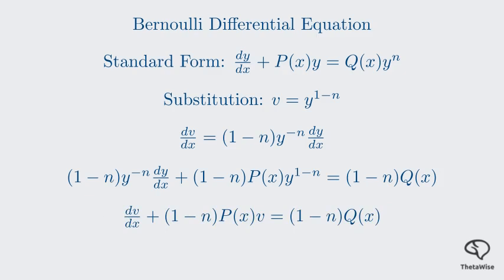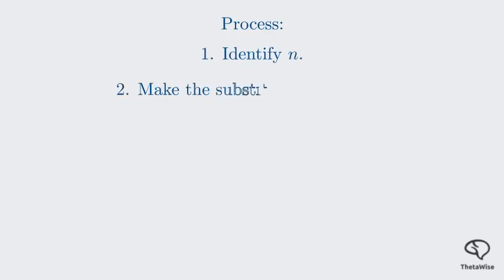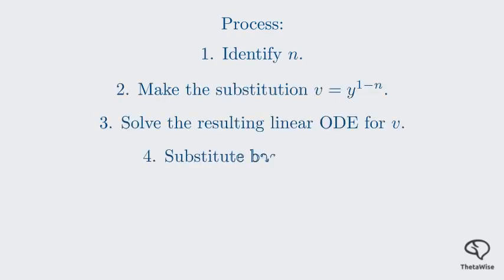We can now solve this using the integrating factor method we just learned. Once we find v, we can substitute back to find y. The process is: 1. Identify n. 2. Make the substitution v equals y to the 1 minus n. 3. Solve the resulting linear ODE for v. 4. Substitute back to find y. Let's see some examples.